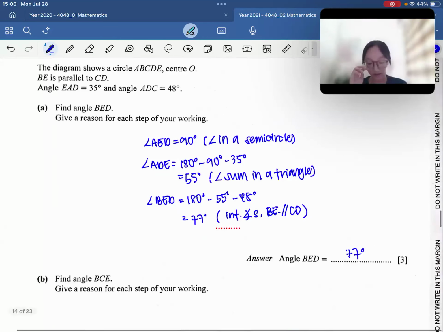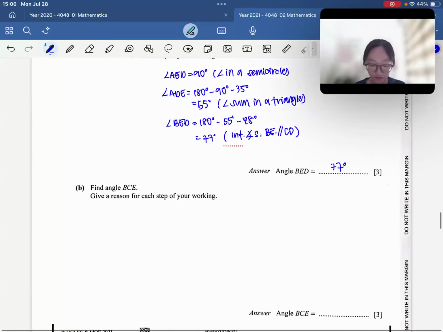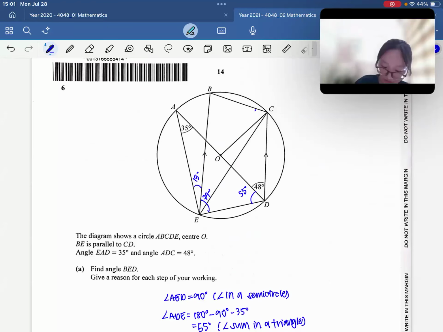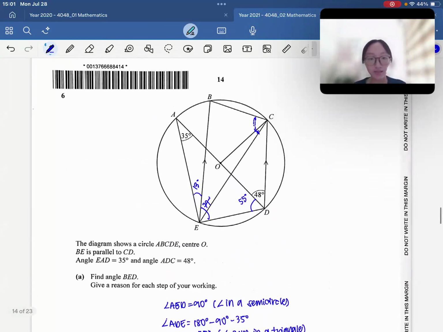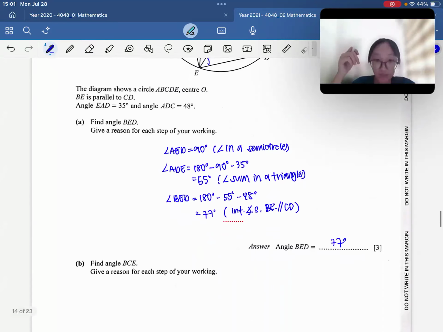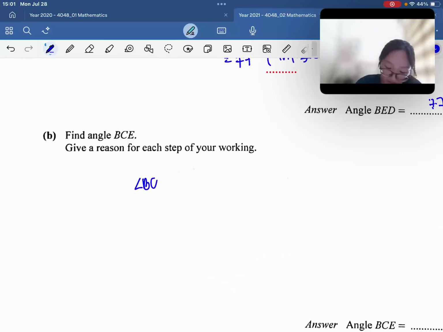Now they want us to find angle BCE, which is over here. How do we find angle BCE? First we need to find angle BCD, which is this entire thing here. Basically, we can just take 180 minus 77 because it's angles in opposite segments. Angle BCD equals 180 degrees minus 77 degrees, which equals 103 degrees.